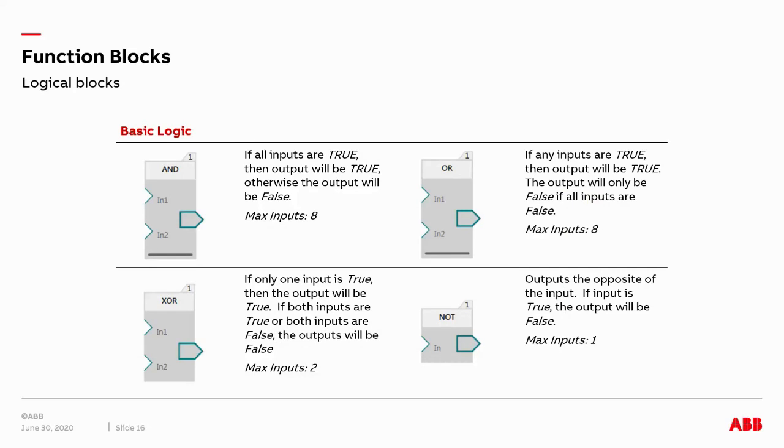Jumping into the logical blocks. We got really basic logic: ANDs and ORs, XORs and NOTs. XORs basically being if only one input is true, then the output will be true. If both inputs are true or both inputs are false, then the output will be false. So it requires just one of the inputs to be true. And then NOTs are inverting everything, so it's flipping it back. ANDs or ORs, pretty self-explanatory. I'm not going to jump into that one.